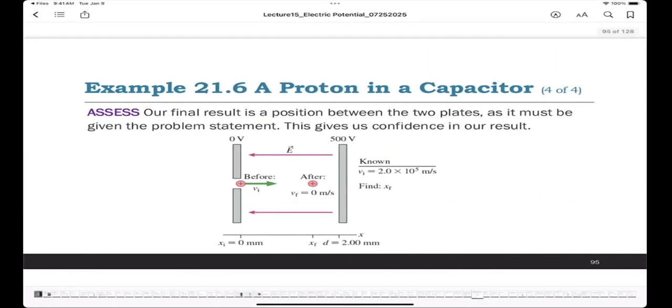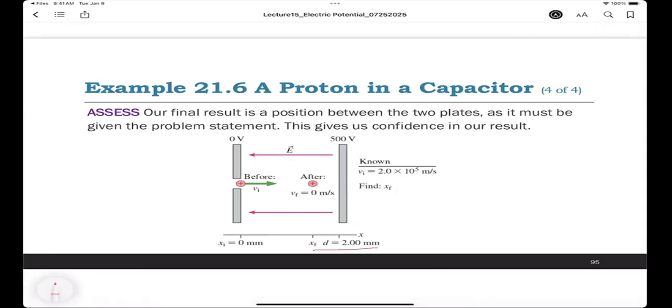Okay. Let's assess our result. Our final result is a position between the two plates, because the whole distance between the plates is 2 millimeter. For now, it is 0.84 millimeter, which means it is just around here, as it must be given the problem statement. This gives us confidence in our result.